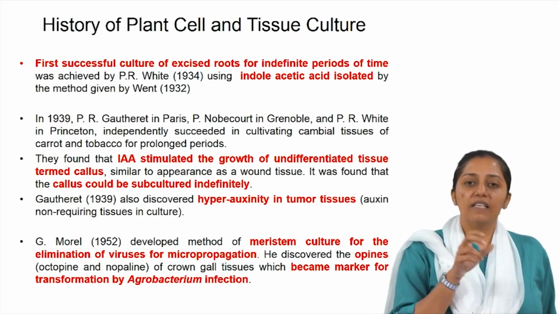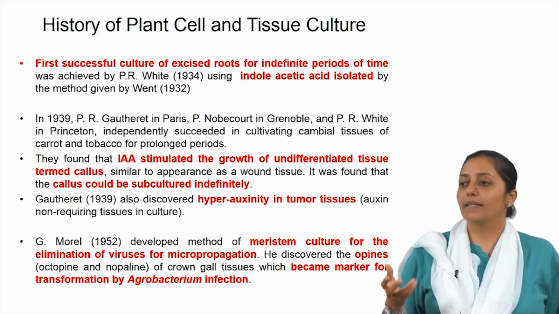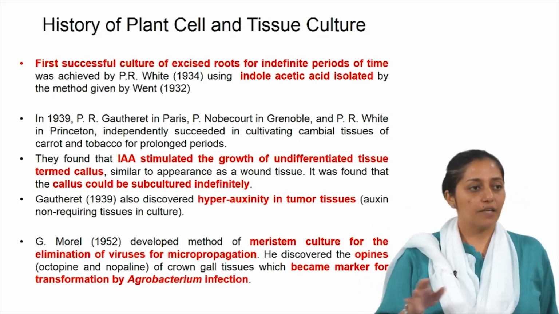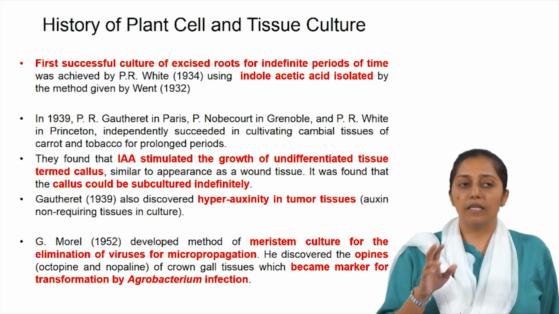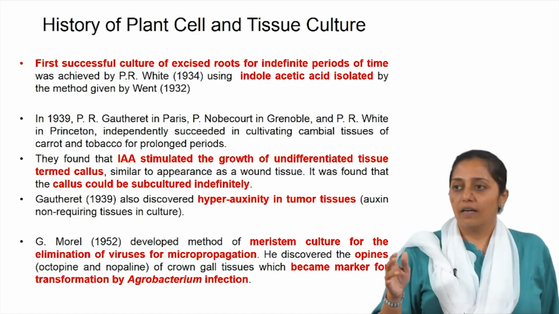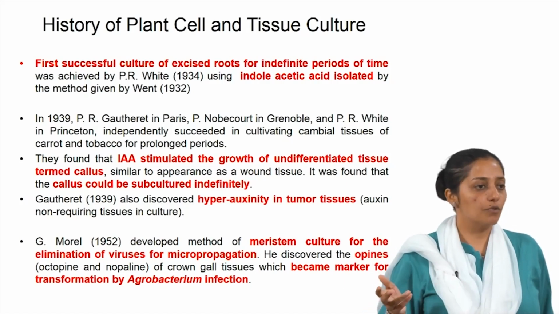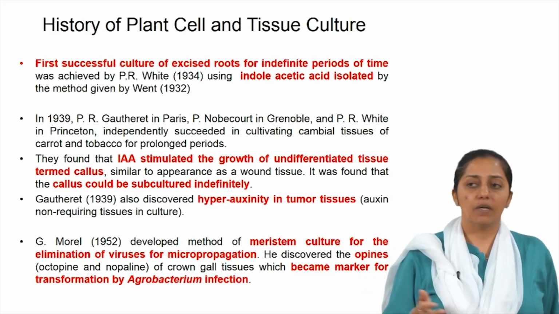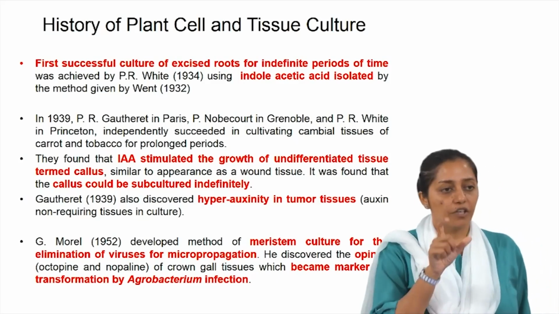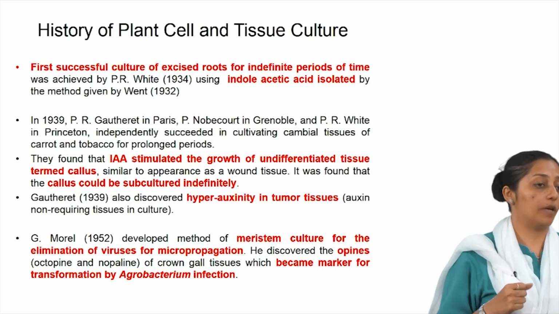Initially, because their expression was transient, and it was found that their expression is not permanent, opines used to be used as markers for testing successful transformations. But later, more foolproof confirmations were made using PCR to check whether T-DNA integration has happened or not. Then meristem culture also came into the picture.